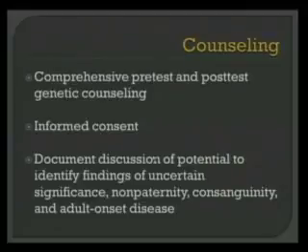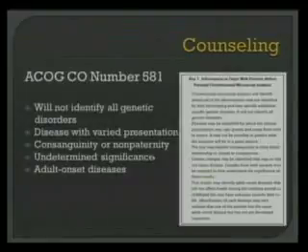Not only that, but there are findings, like we said, that are uncertain, nobody really knows what they mean. There may be a result, and we may not be able to tell them what this means. Through the testing, they could also discover non-paternity or consanguinity, and it could also show some adult onset diseases, right? Like BRCA, things like that. And they're going to have to figure out what to do with that information should it become positive.